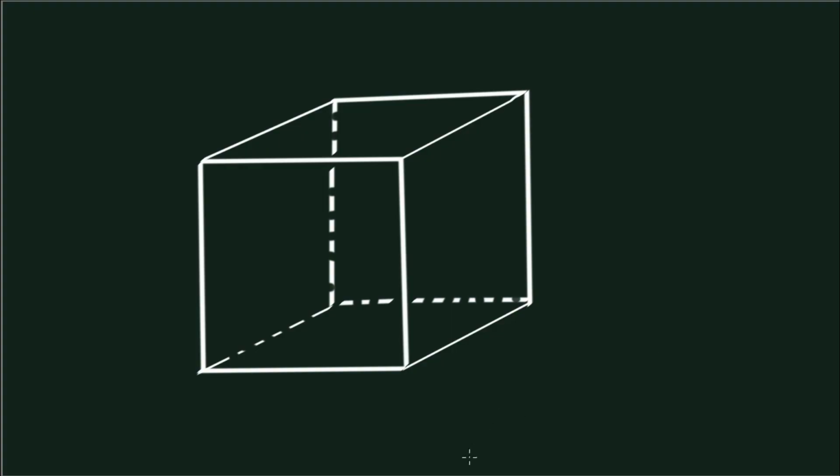So in this problem, we have a cube and we want to find the angle between two body diagonals. So let's say one body diagonal goes from here to the opposite corner, and the other one, let's say, goes from here to this opposite corner. And let's say we want to find the angle between these two body diagonals.